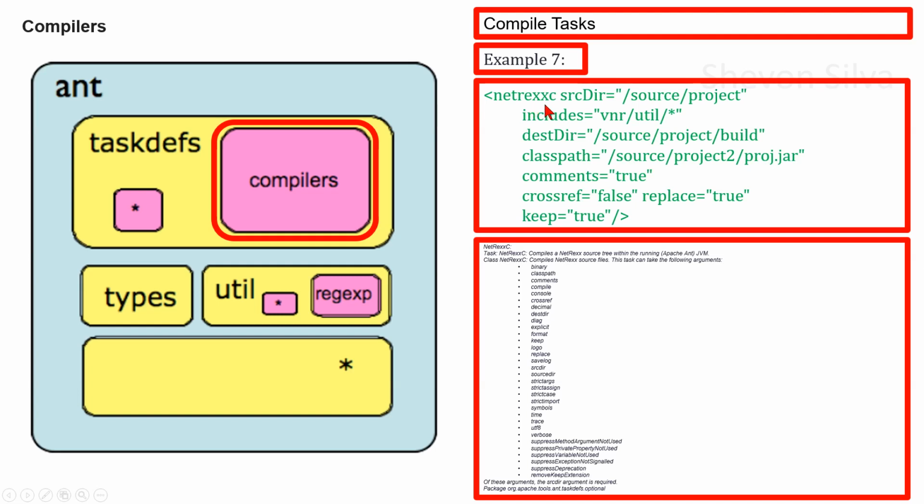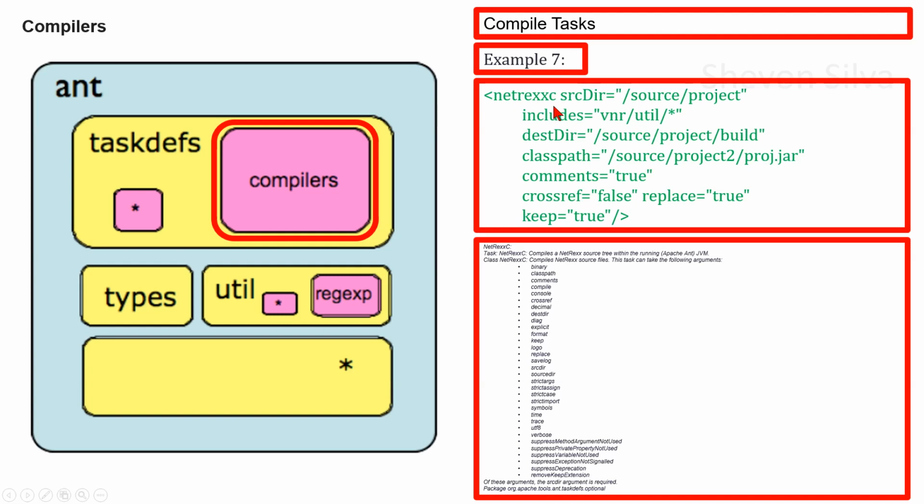Now we are considering NetRexxC. The task NetRexxC compiles the NetRexx source tree within the running Apache Ant JVM. With regard to the API, the class NetRexxC compiles NetRexx source files.